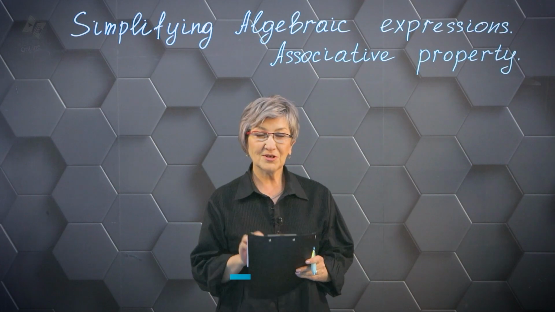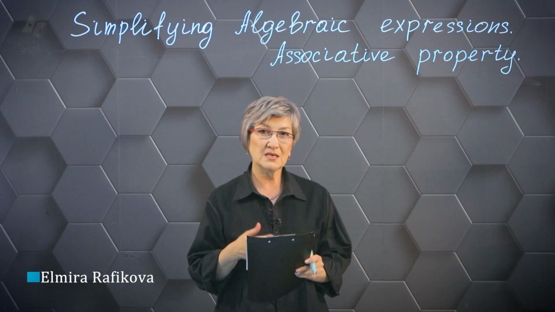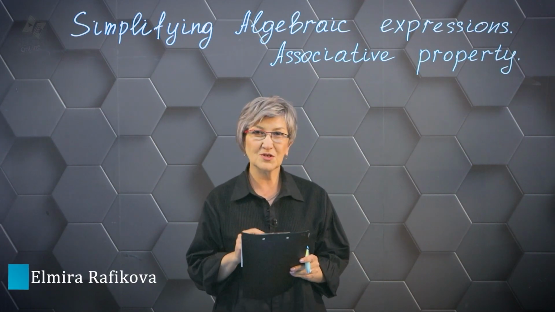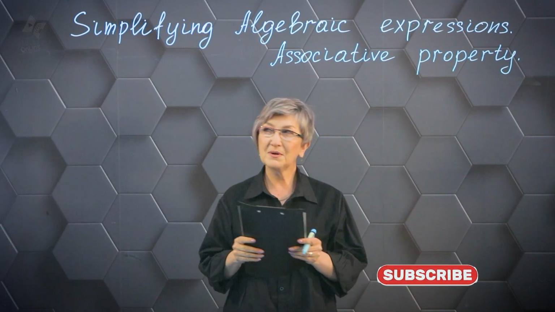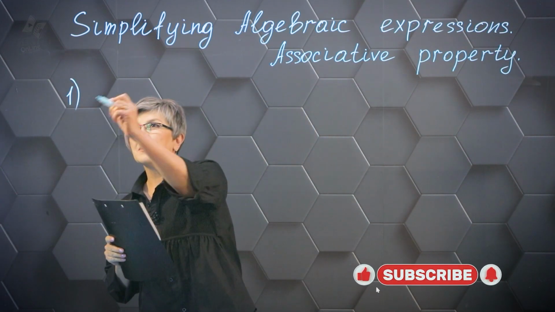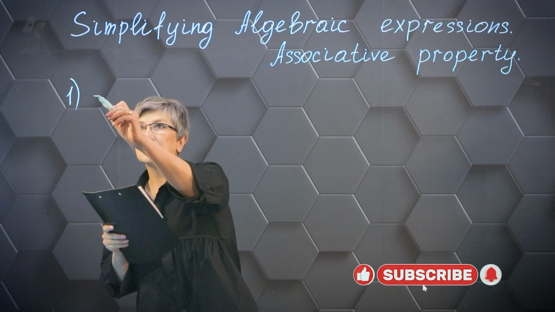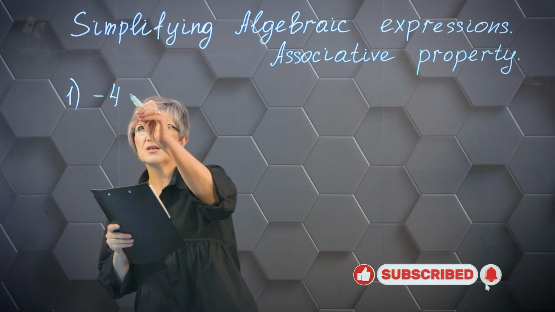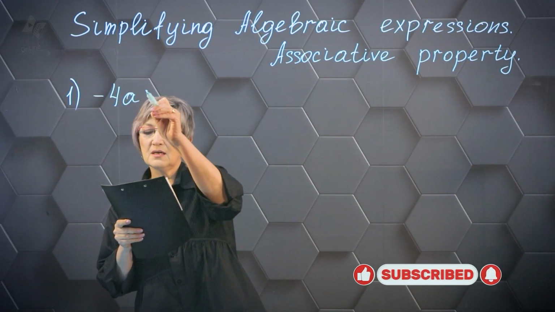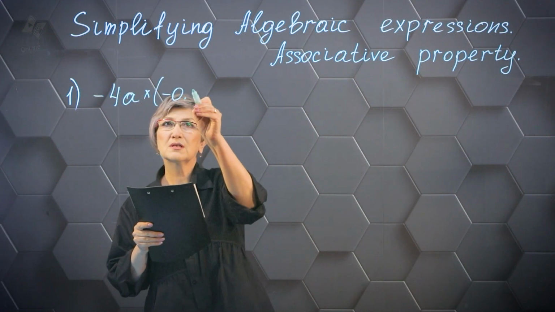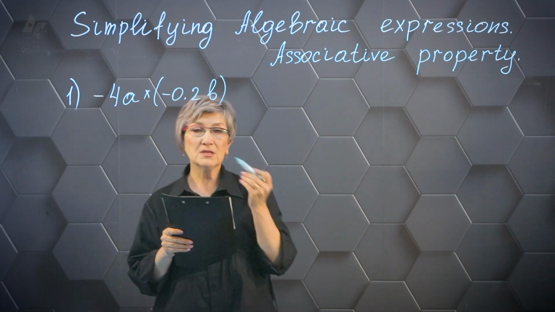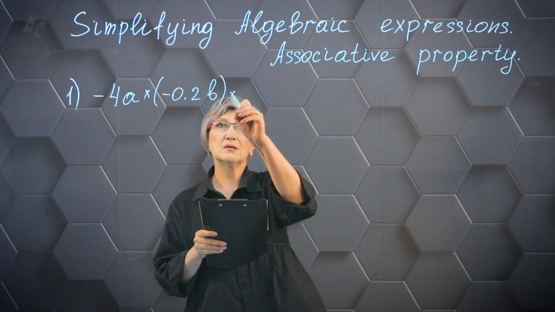Hello. Today in the lesson we will solve examples where we will apply the combinatorial or transpositional properties of multiplication. The first example we're going to write down, and we need to find the product of the expression minus 4a and minus 0.2b, and we have a third multiplier which is minus 3.